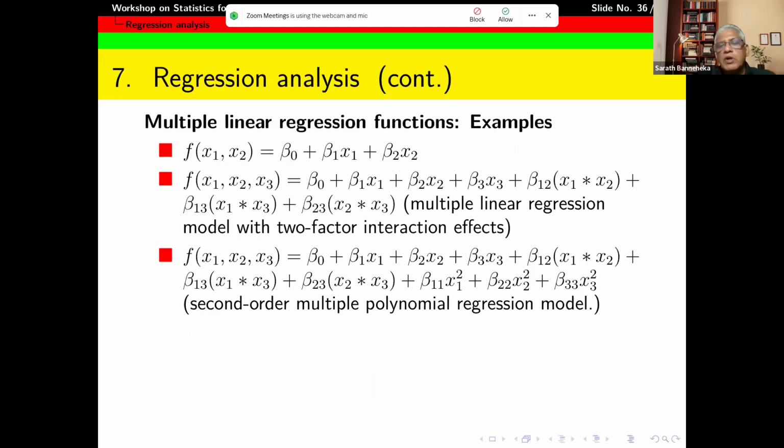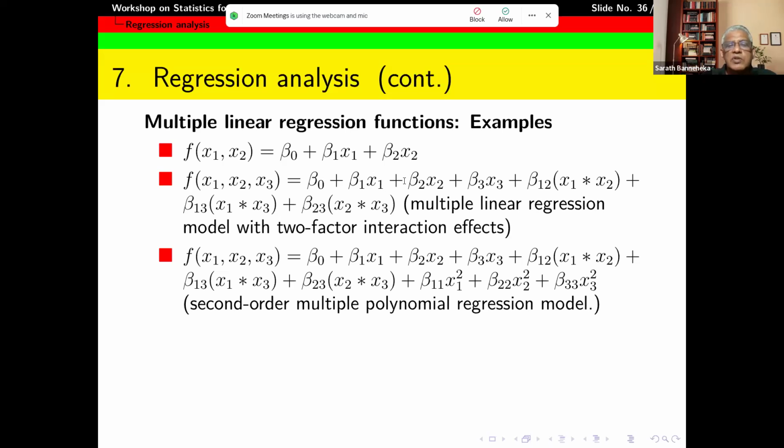If you have more than one x, then it can be, for example, a function of x1 and x2, and it can be like this. So this is just again a linear regression model. It's a multiple linear regression model now. Multiple comes because we have several x variables. Linear because it is linear in terms of betas or coefficients. If you consider a larger model like this, suppose you are considering three explanatory variables, and a model like this, right?